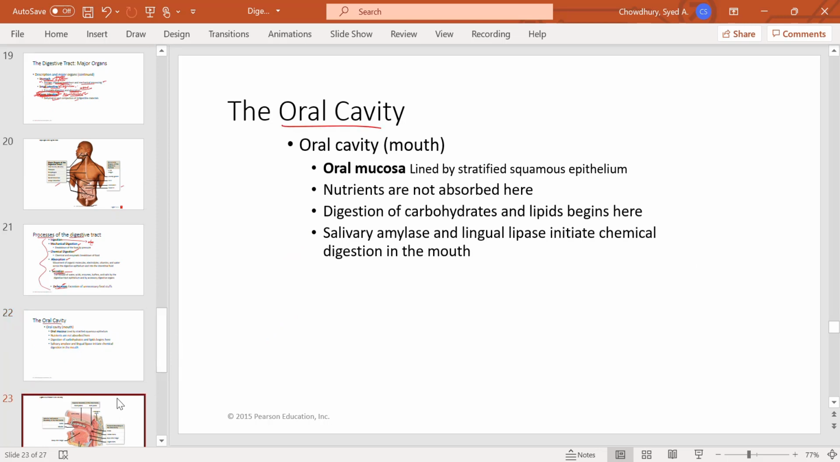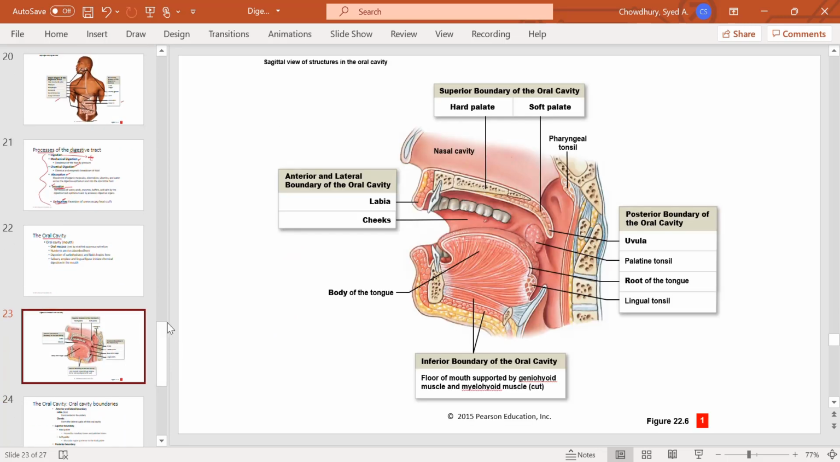If you see the structure of the oral cavity, this is the oral cavity. You are looking at one half. So first let's see the front. The anterior part of the oral cavity has the lips. So lips form the anterior boundary, right? And then this is the roof. Roof is formed by the palate. Palate has two parts, hard palate and soft palate.